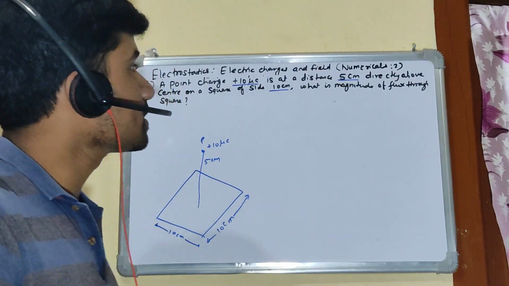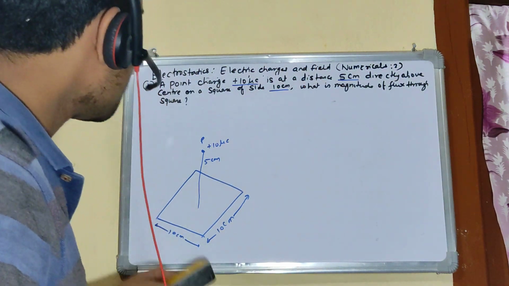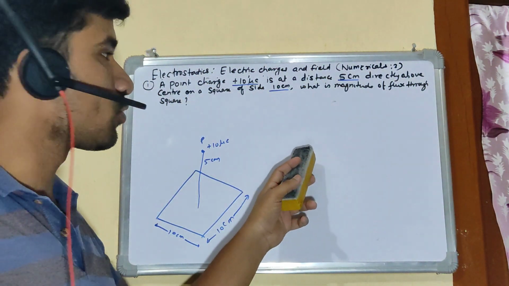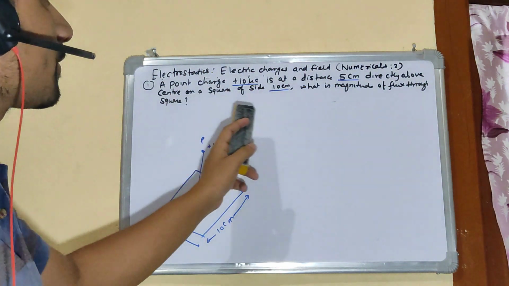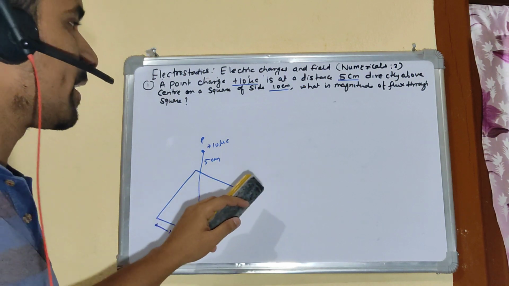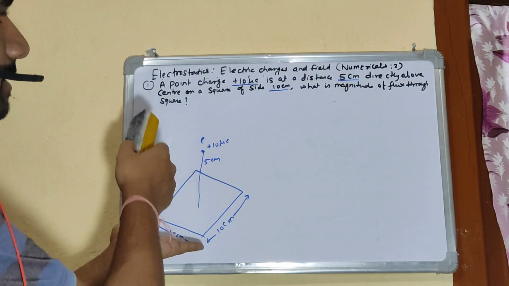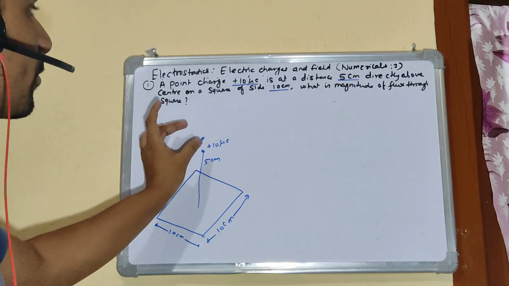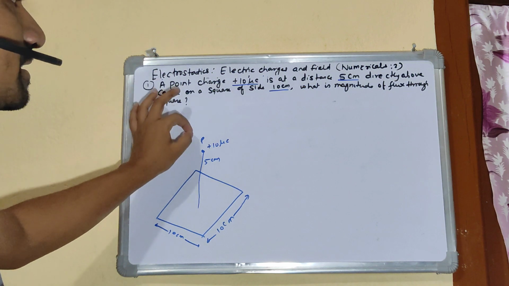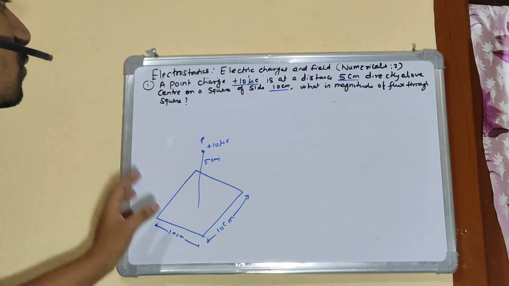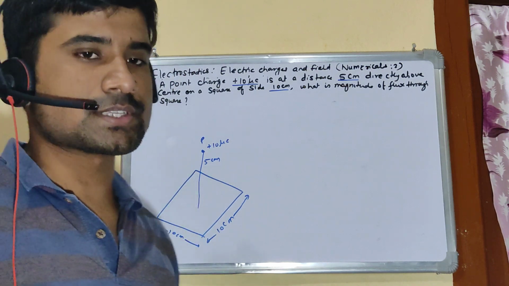So this is our next problem on electric flux, which basically says that there is a point charge of magnitude 10 microcoulomb which is at a distance of 5 centimeter directly above the center of a square of side 10 cm. So this is the center of the square. Above this, in 3D you can think of, 5 centimeter above we have a point P, and it has a charge plus 10 microcoulomb. So we need to find the magnitude of flux through this particular square surface, right?